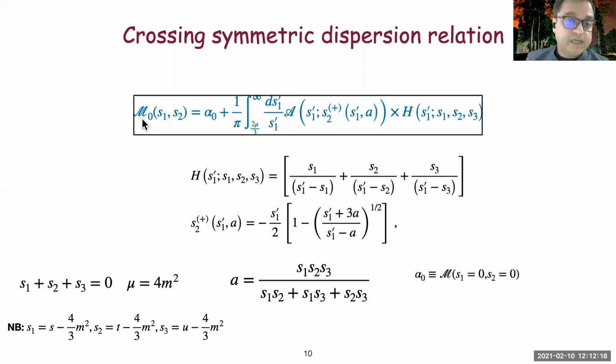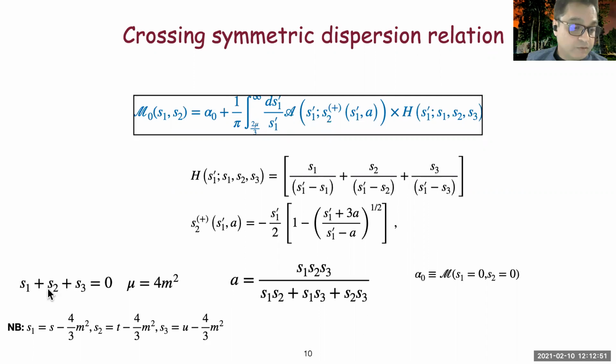So the statement is that the amplitude has this representation, which is in the box. Because we will assume that these are twice subtracted dispersion relations, there is going to be one unknown, which is alpha 0. It is related to the value of the amplitude at S1 equal to 0 and S2 equal to 0. My variables are such that S1 equal to 0 corresponds to S equals 4/3 in the usual Mandelstam variables.